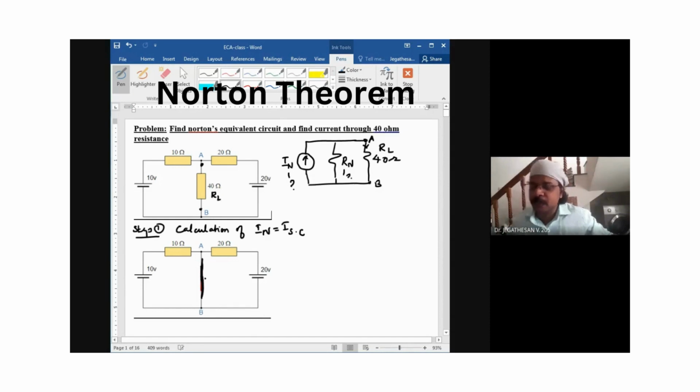Please draw this diagram, students. Quickly draw it. So this is the short circuit current, ISC, which is otherwise equal to the Norton's current. Have you noted the circuit, students?